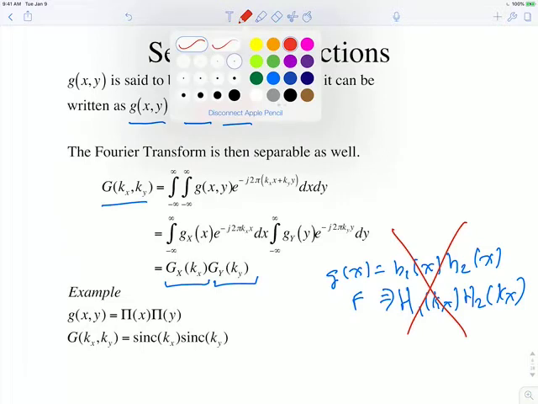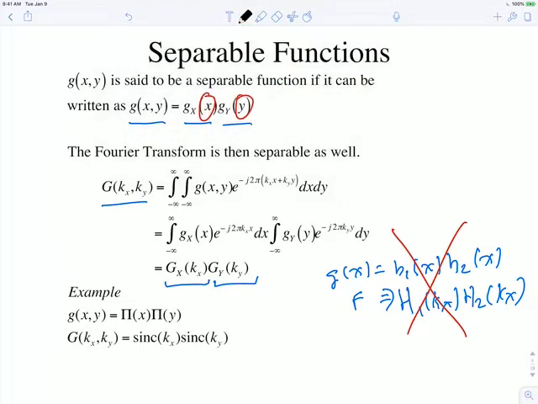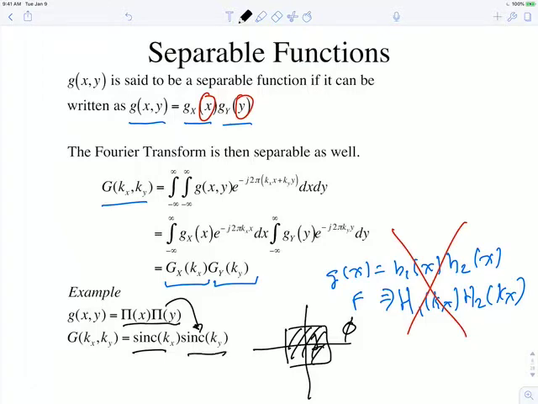So the example of this, which will come up quite a bit for the rest of the class, is if you have a two-dimensional rect function. So you have something like this. It's 1 here and 0 everywhere else. It's separable, so I can take the Fourier transform of this rect, which is just a sinc, and then I can take the Fourier transform of this rect, which is another sinc. And so I just get the product of two sinc functions.